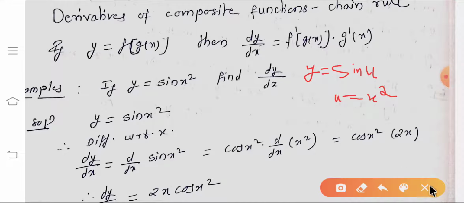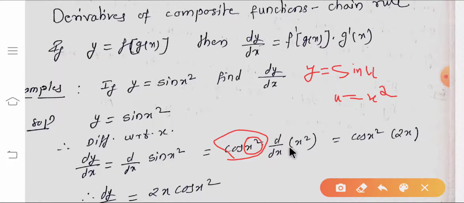Now we can directly differentiate this one. Always remember, in place of sin x it is x square that is given. So y equal to sin x square. Differentiating with respect to x, we have dy by dx equal to d by dx of sin x square. First you consider this as sin x. What is the derivative of sin x? That is cos x, so we keep cos x square as it is.